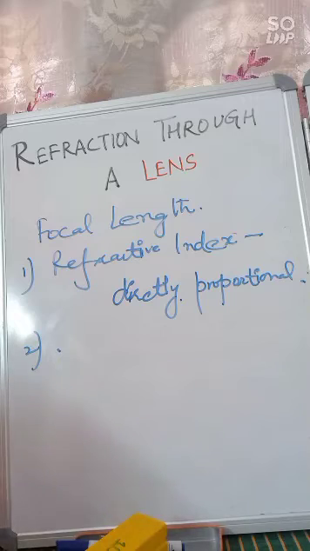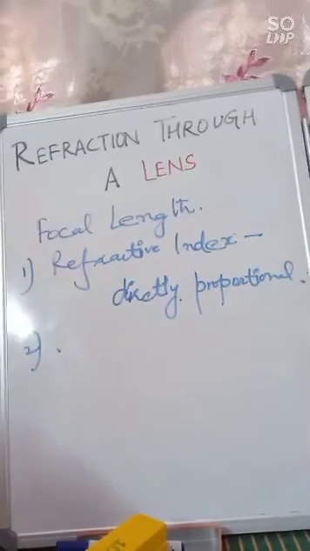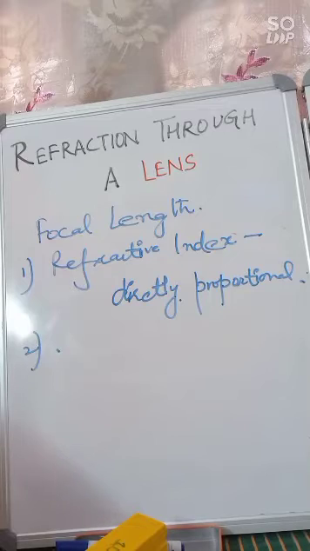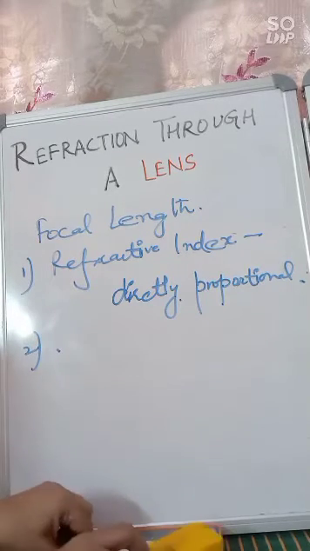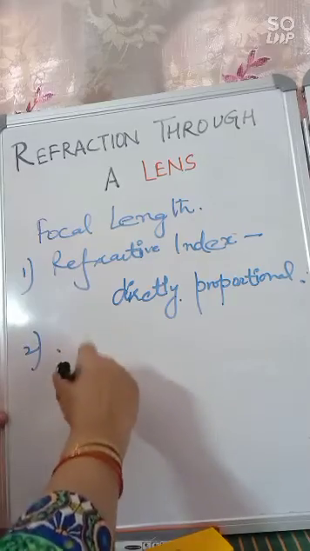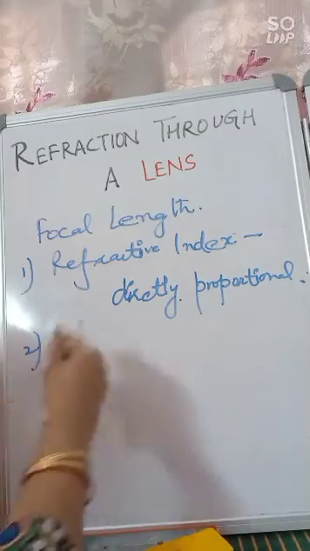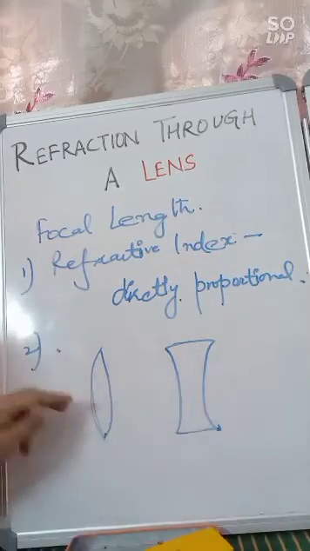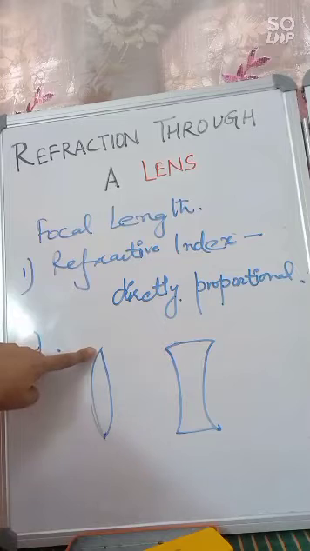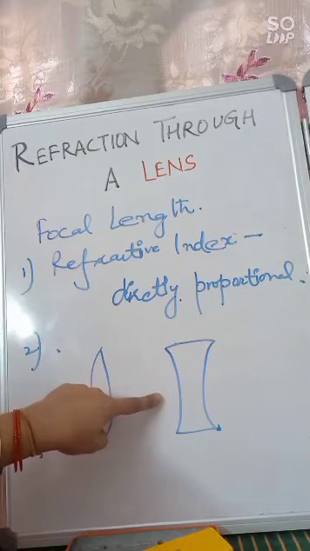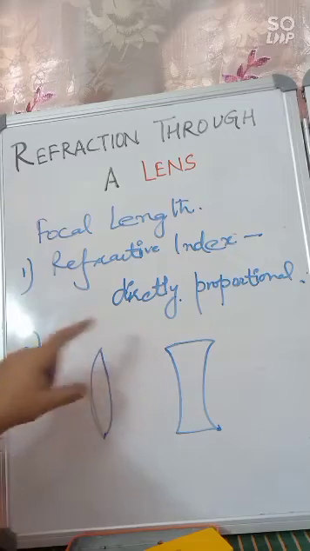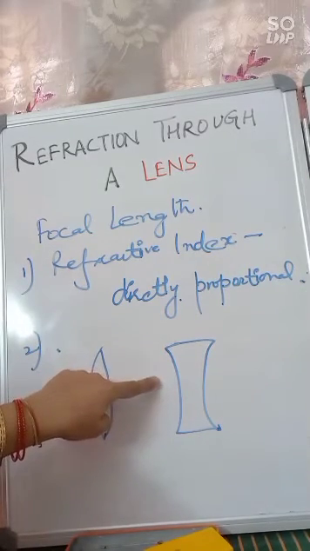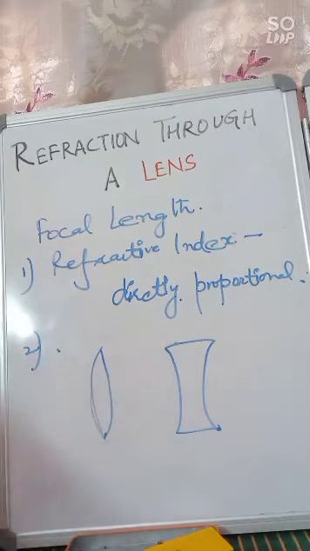So I hope now you can differentiate between a convex lens and concave lens. Convex lens is thick in the middle and thin at its periphery, right? As I drew, I'm just going to draw it again. This is your convex, and concave. So convex is thick in the middle and thin at the periphery, whereas concave lens is thin in the middle and thick at its periphery. Convex has converging action, whereas concave has a diverging action. And as I told you, regarding focus, convex has a real focus, whereas concave lens has a virtual focus.